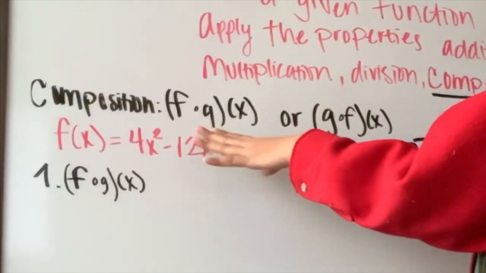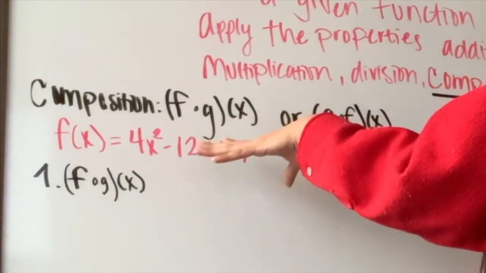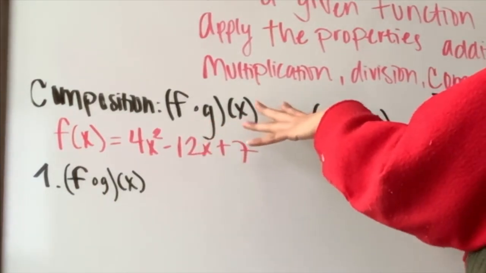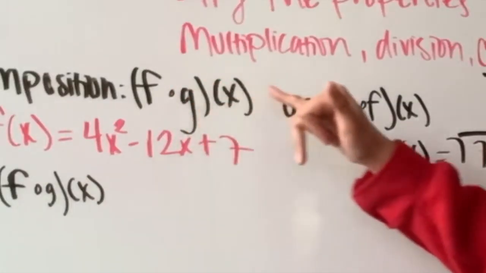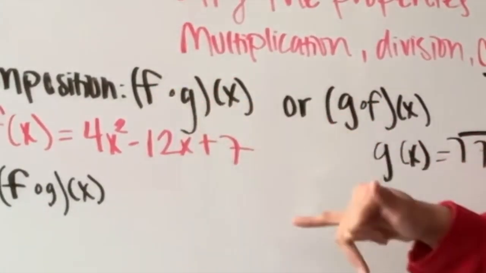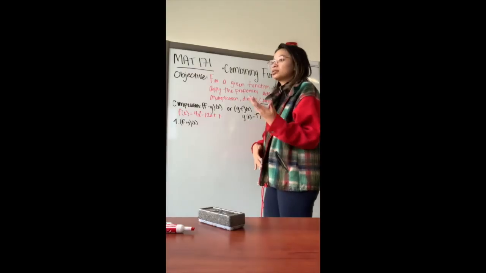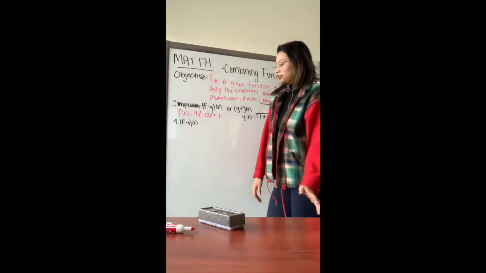So for example, f composed of g of x means that you're going to be plugging the g of x values into the x. So this circle here that you see between the f and g means composed of. It doesn't mean multiplication or any of that.